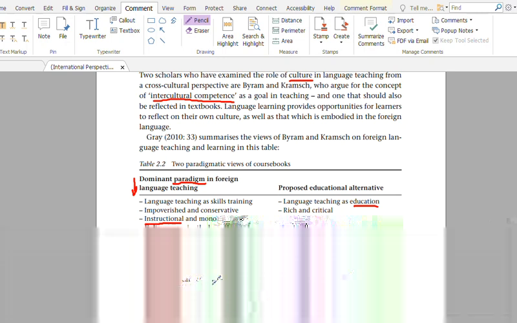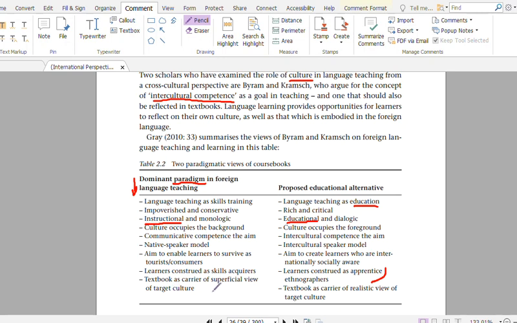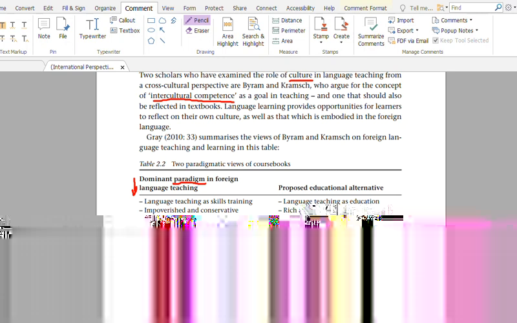Textbooks carry a superficial view of target culture. Textbooks carry a less realistic view of target culture. For example, here you see that this happens again in Iranian context. When we talk about culture, they think that Farhang is usually understood in terms of introducing some, I don't know, some special text, some photos.